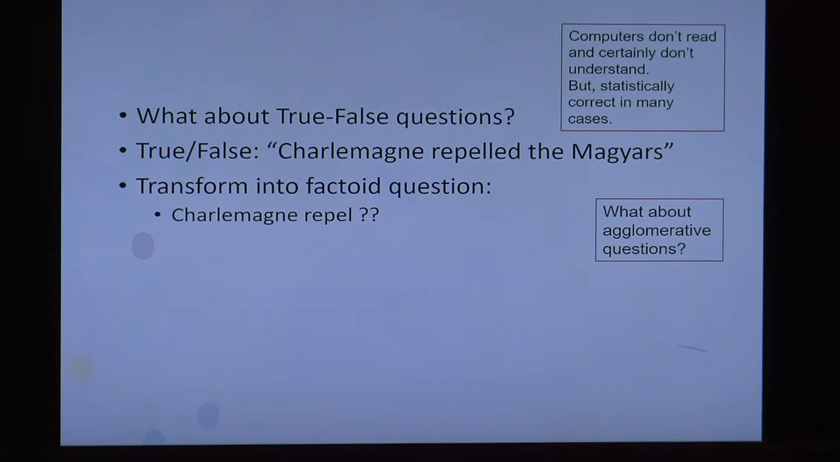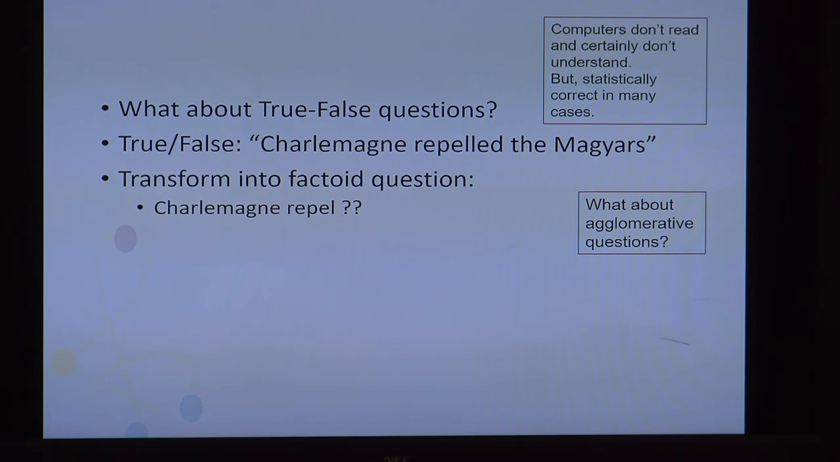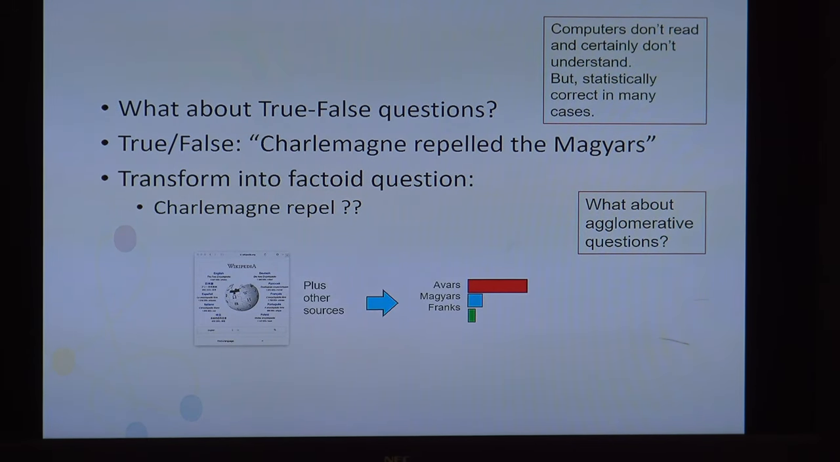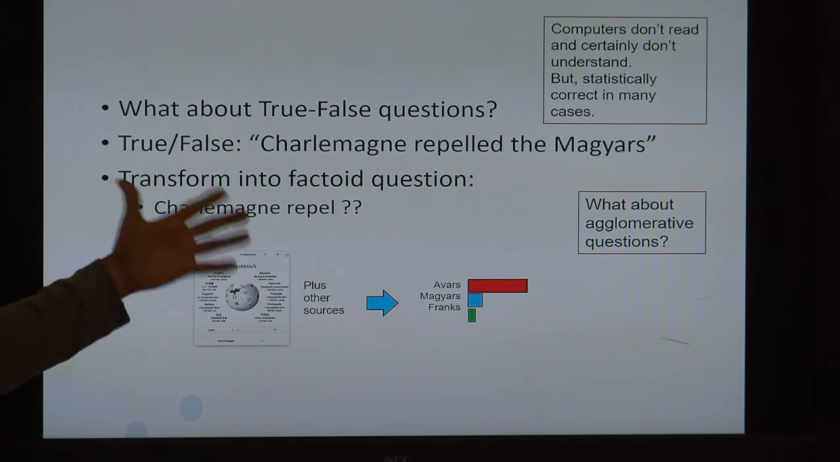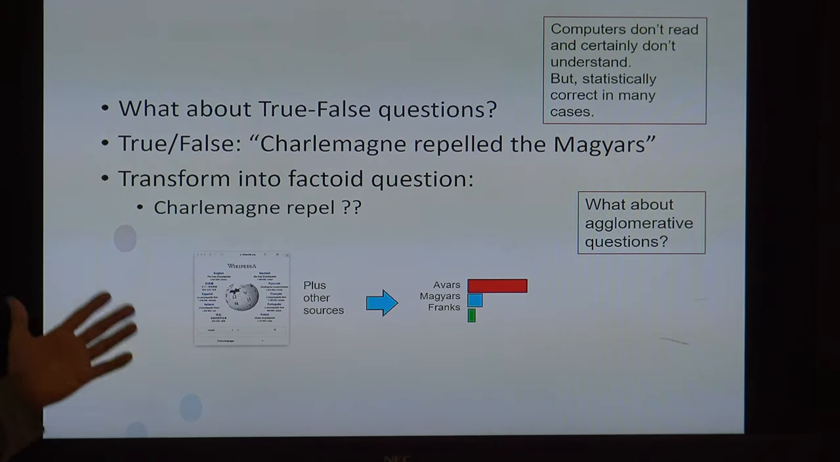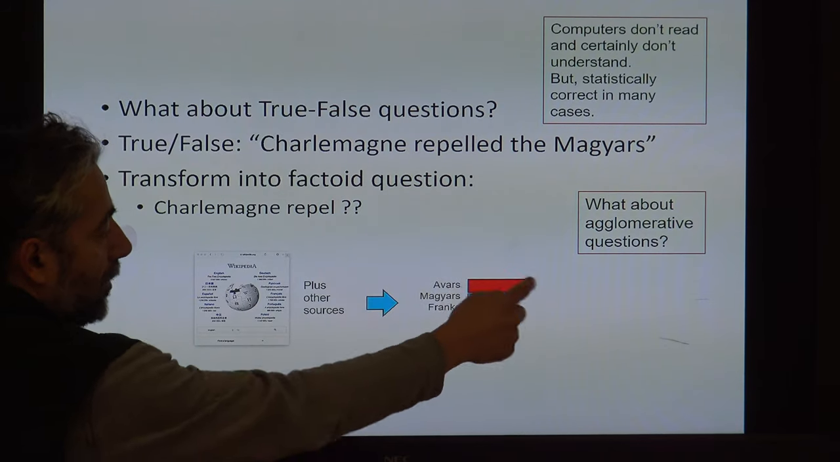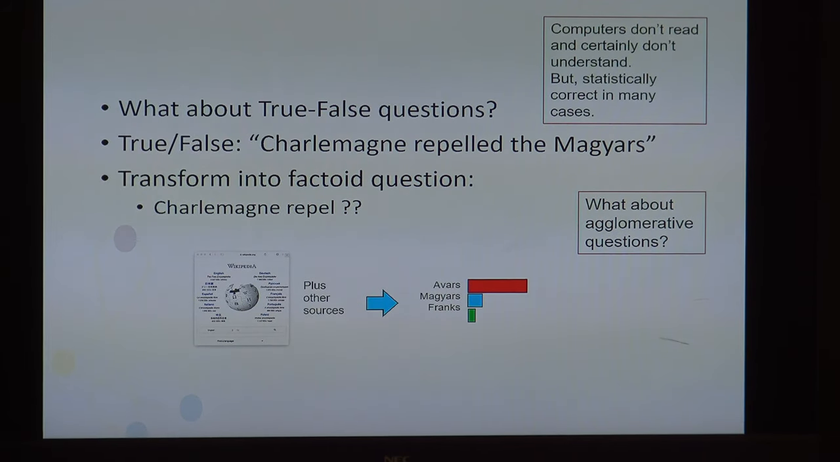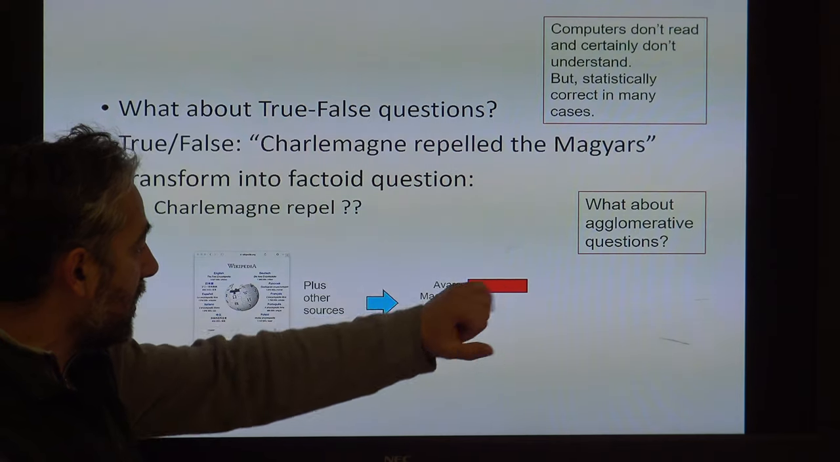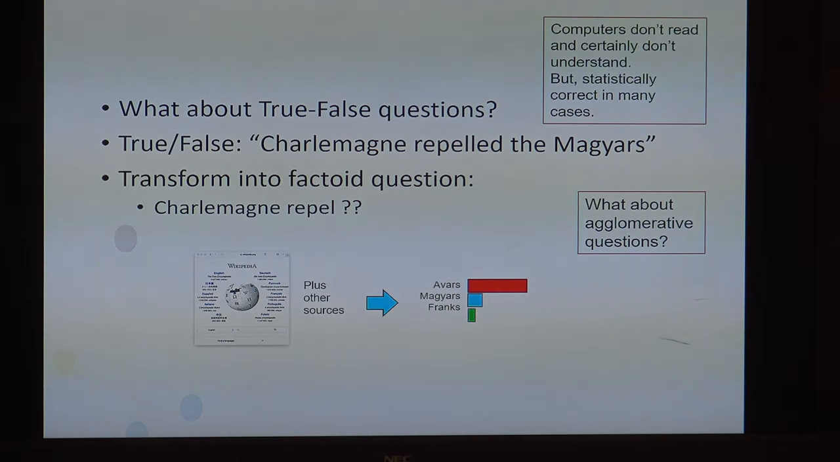Okay. So we can do it also with multiple choice. We can do it also with true-false questions. This is here, true-false. Is Charlemagne repelled by the Magyars? So we can transform the question and the true-false into factoids or facts. And you can extract information, and you can get different probabilities for different possibilities, and you can see Magyar is less than the Avar, so you will say no for that question. But again, it may look very smart, it's very knowledgeable, but it's all done with tricks like that.